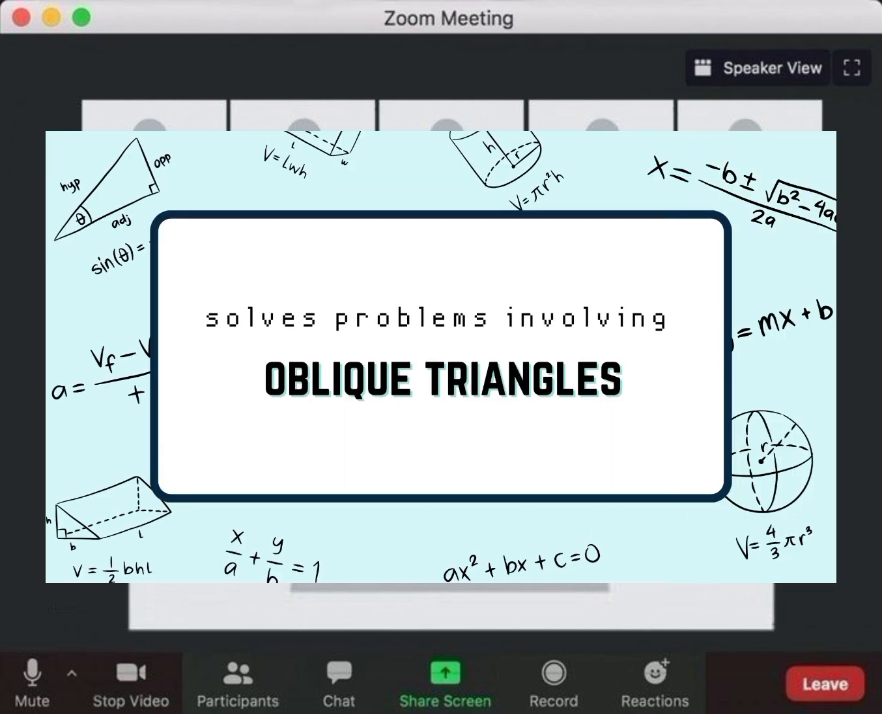And that is how to use the law of cosines and sines in solving problems involving oblique triangles.